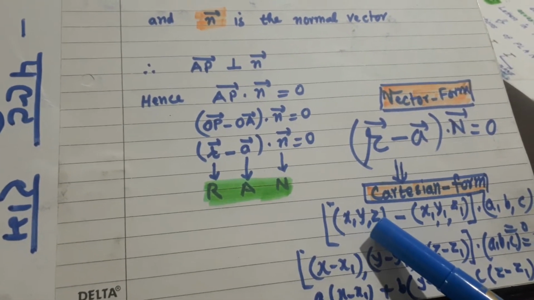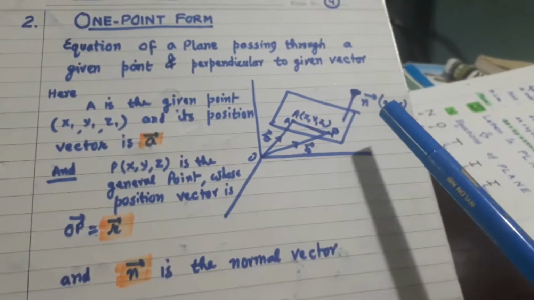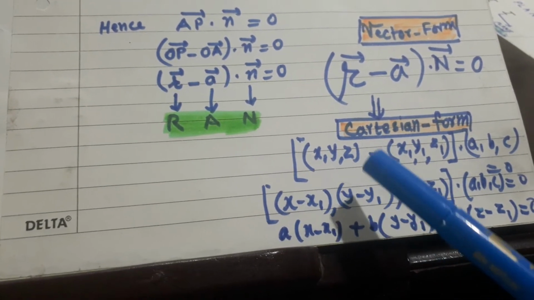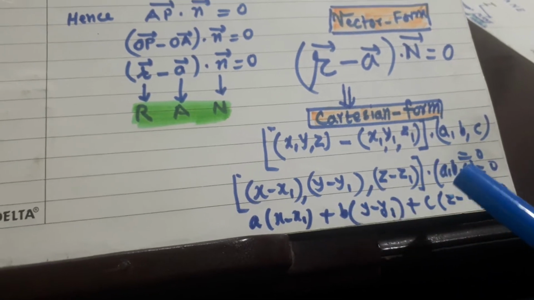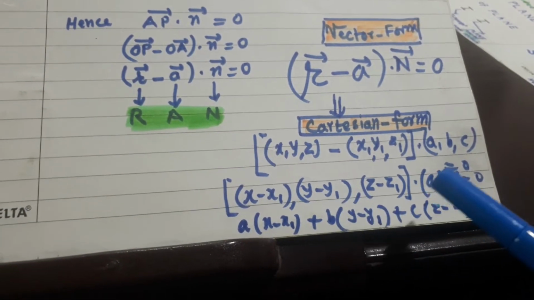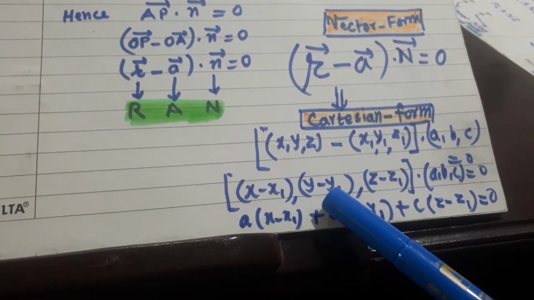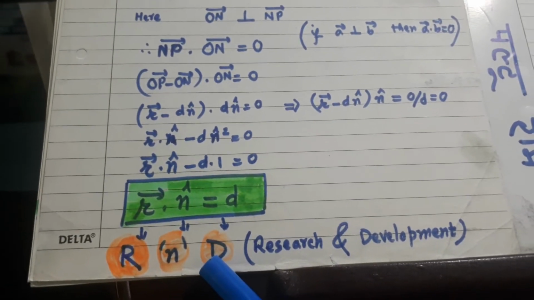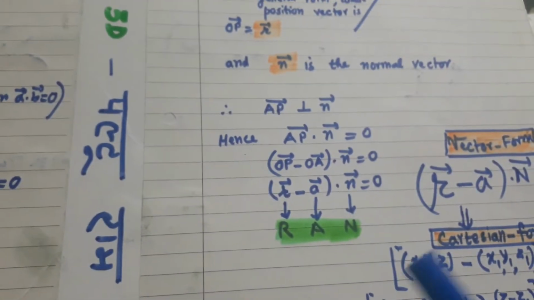R we know is x, y, z. A we know is x1, y1, z1. N vector is a, b, c. So on solving: x minus x1, y minus y1, z minus z1, dot a, b, c. On multiplication, this dot product gives a into x minus x1 plus b into y minus y1 plus c into z minus z1 equal to 0. This is the one point form. So how to remember it? The normal form is research and development, R n cap equal to d, and the one point form is RAN.